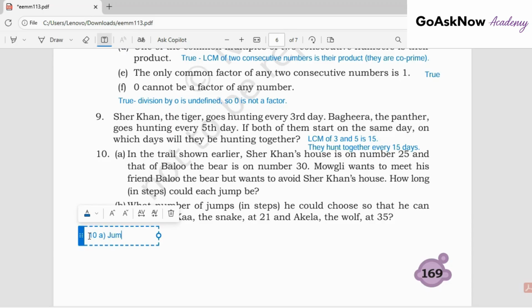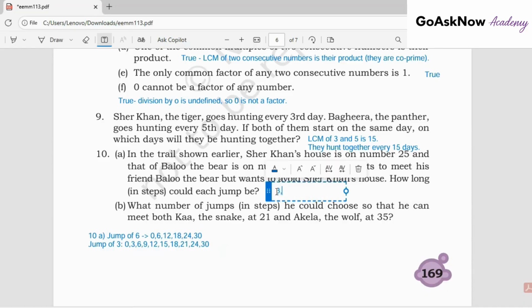Let us calculate this one. A jump of 6 gives 6, 12, 18, 24, 30. This is correct. Then a jump of 3 gives 0, 3, 6, 9, 12, 15, 18, 21, 24, 30, which skips 25. So the valid answer is 3 and 6. It can be 3 steps or 6 steps. That is the answer for this one.